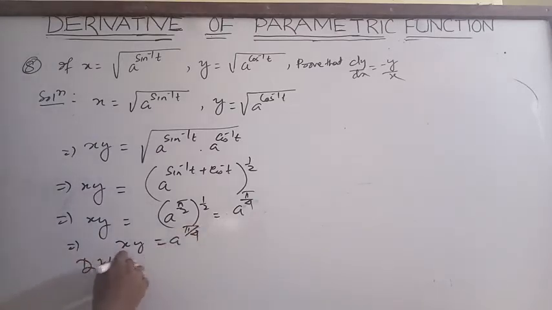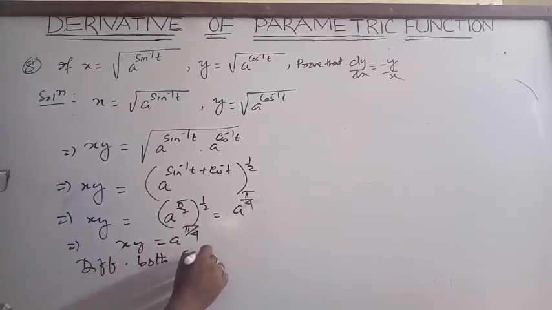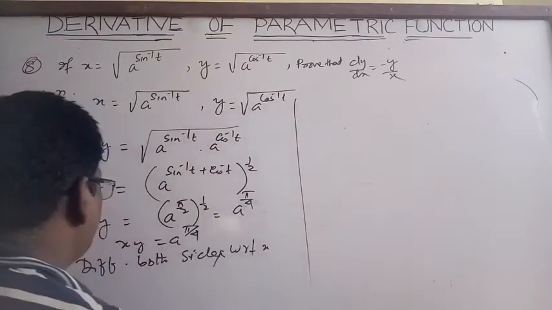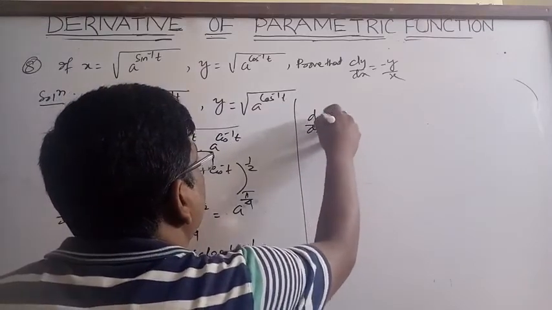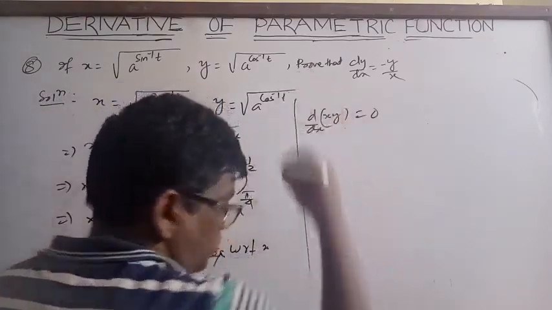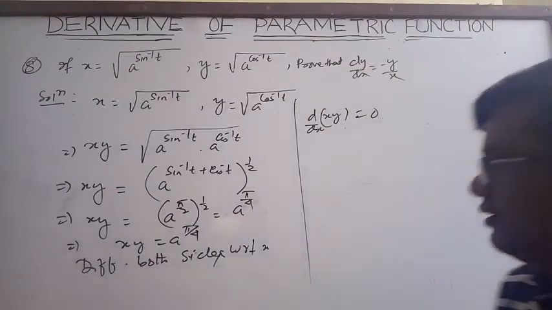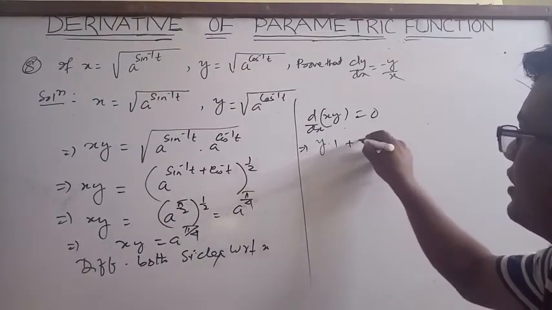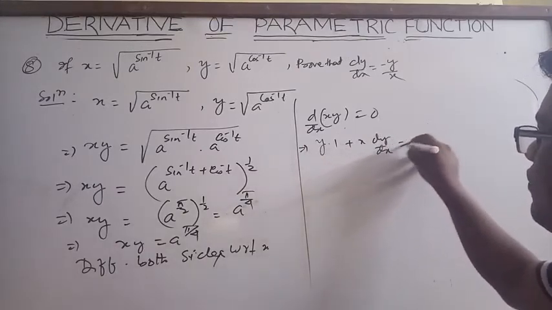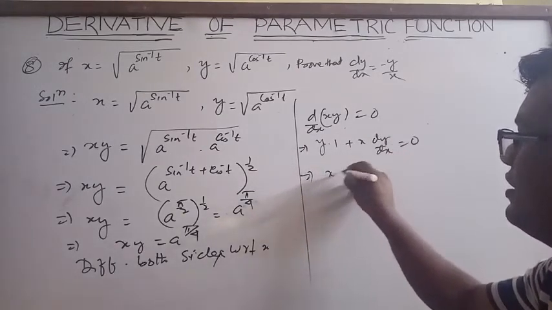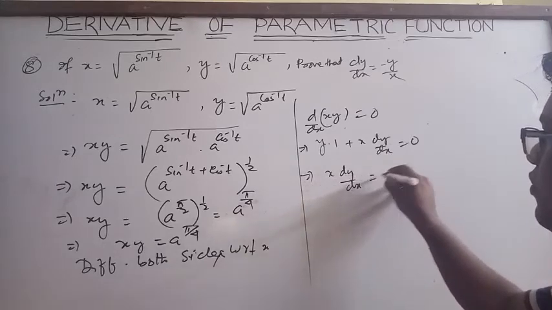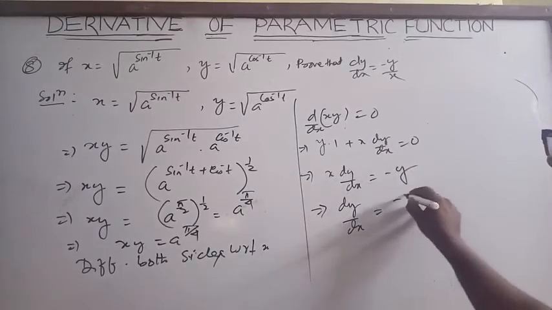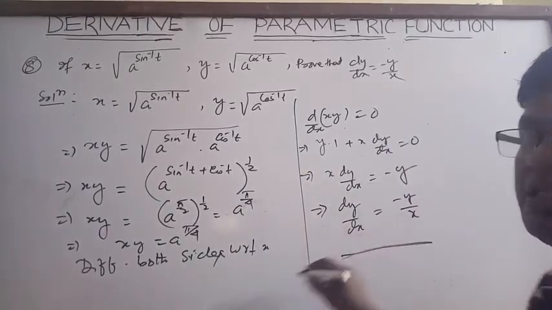Differentiate both sides with respect to x. So d by dx of xy is equal to the derivative of a constant, 0, and apply the product formula: y into derivative of x, 1, plus x into dy by dx is equal to 0. So x into dy by dx is equal to minus y, and dy by dx is equal to minus y by x. This is proved.